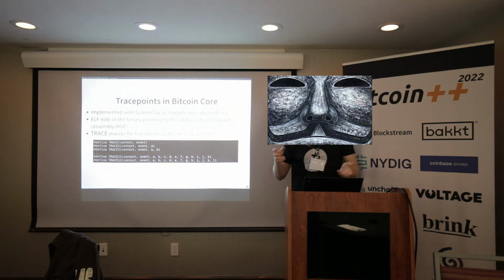Basically it's saying, okay, here's a trace point at this address in the binary, and in the binary there is actually a nop, a no operation, and we set a breakpoint on that nop, and each time that nop is reached, we execute the eBPF script. And we use some fancy macros here where we can pass arguments from 0 to 12, and also we have a context and an event.